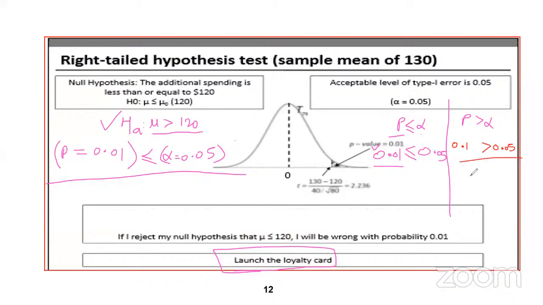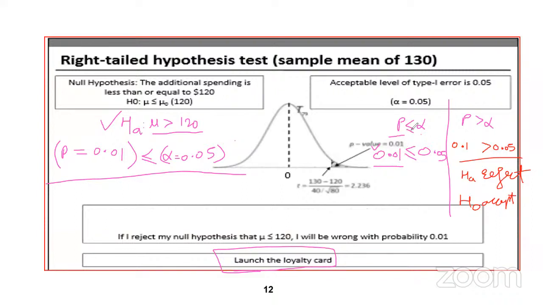In such a scenario, you will reject the alternate hypothesis and you will accept the null hypothesis. You will not take any action. You will not launch the loyalty card program. You will not take any decision over here, right?